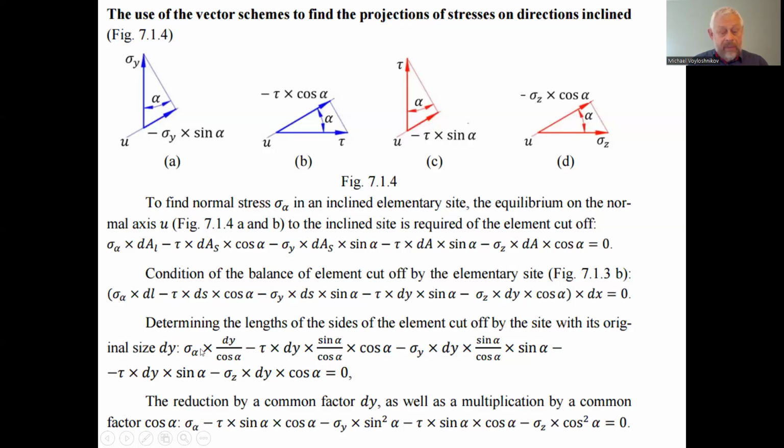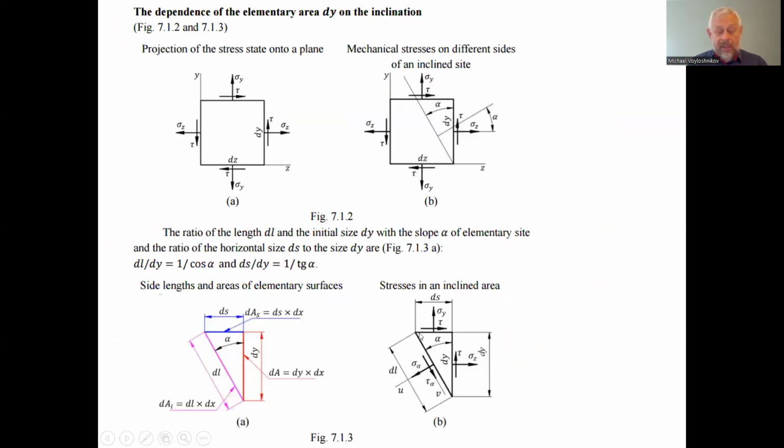So we can find this stuff. This is the same summation, but with not dx, and only dy remains. And we redefine all increments of the sizes in the plane of the consideration, all sizes ds, dy itself, and dl by the dy in accordance with the angle of inclination, the right angle triangle.